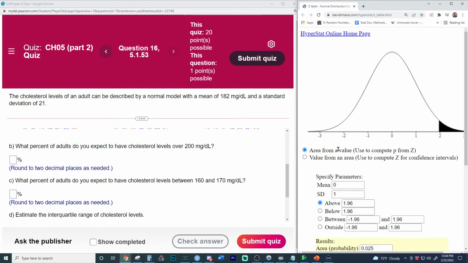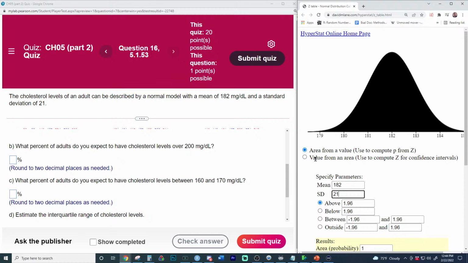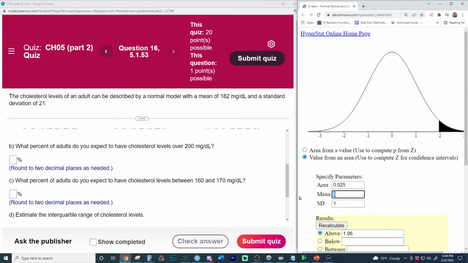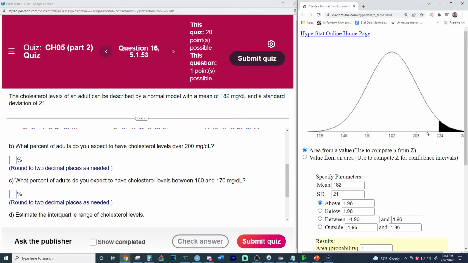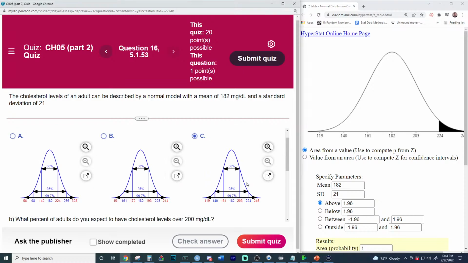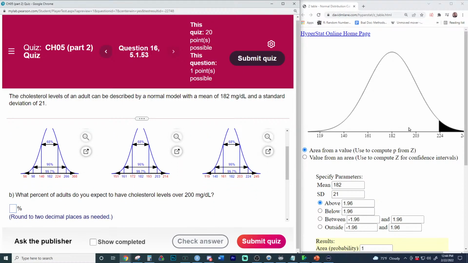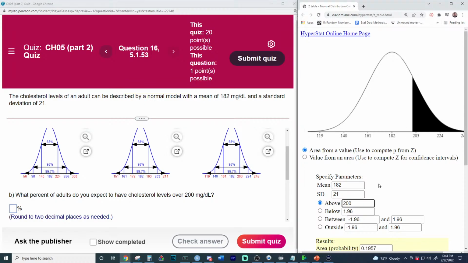I think that's what that is, of cholesterol. Well, let's go over here and put in our mean of 182 and our standard deviation of 21. I'm actually going to go to the other curve and also put in mean of 182 and standard deviation of 21. So the first curve allows us to put in values of cholesterol and find the amounts above, below, between, or outside those values. So we need to be here on the first curve when it says what percent would we expect over 200. It's going to be about right here, so maybe about 17-ish percent, 18.2, 19.57.